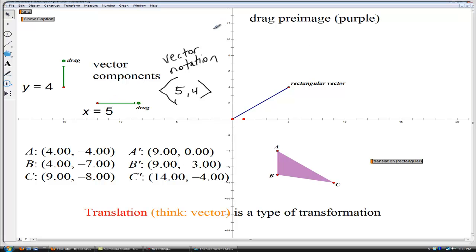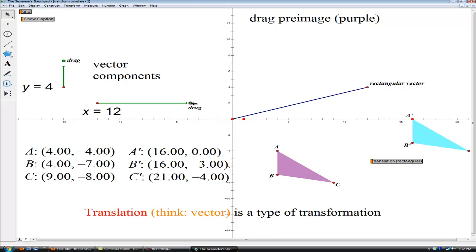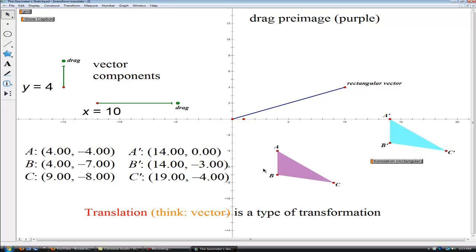Alright, now let's get back to the transformation here. The way I constructed this is, as I change the horizontal component of this rectangular vector, the exact same components, or the exact same vector, is being used to translate B to B prime, or to translate A to A prime, or to translate C to C prime, which we can't see anymore, so let's drag this back. And that would be true for any point on the pre-image, it will translate to the corresponding point on the image according to the components we have.